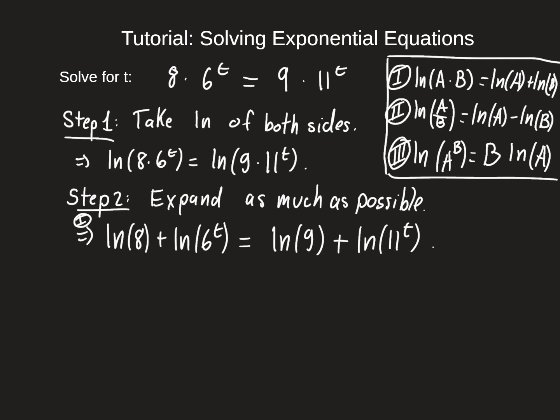Let's look at all these ln's again and see if there's anything more that we can do in terms of expansion. Ln of 8, this is just a number, so we can't do anything to that. But ln of 6 to the power t, here we have an exponent, so it looks exactly like our third law over here. So we're going to be able to do something with this. Ln of 9 is also just a number, but again, ln of 11 to the power t is going to be able to be expanded with our law number 3 here. So let's do that.